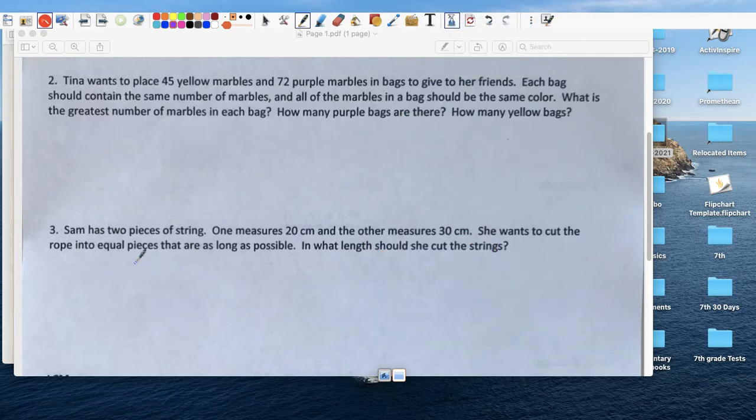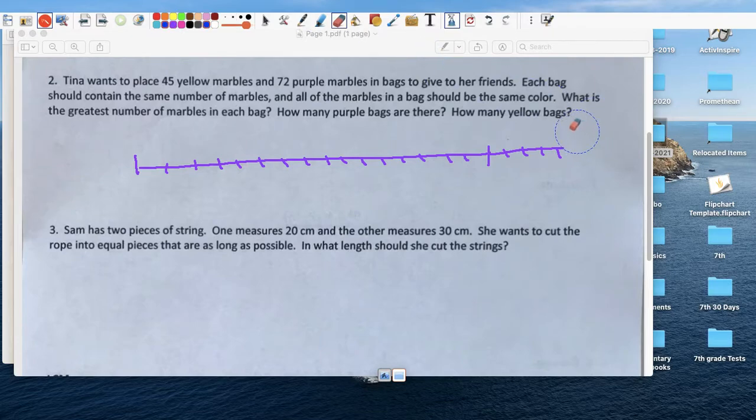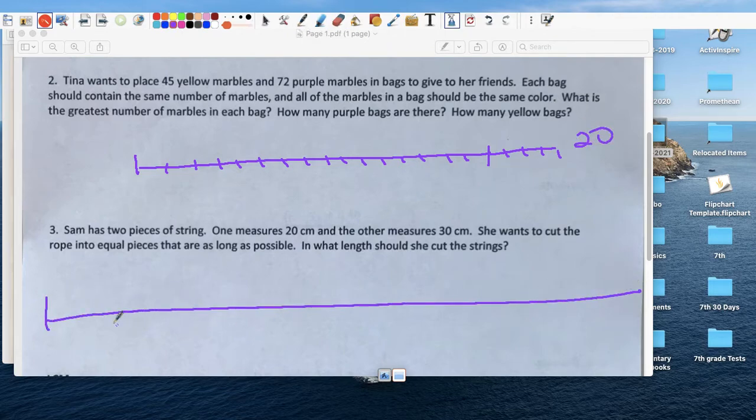Here is a string question that we did in class today. So let me draw the string. This one is 20 centimeters. 1, 2, 3, 4, 5, and so on up to 20. So that's a 20 centimeter string. And the other string is 30 centimeters, so I have to make it a little bigger. 1, 2, 3, and so on up to 30. All right, so that's 30 centimeters.